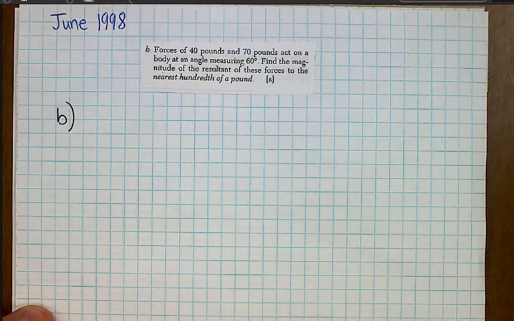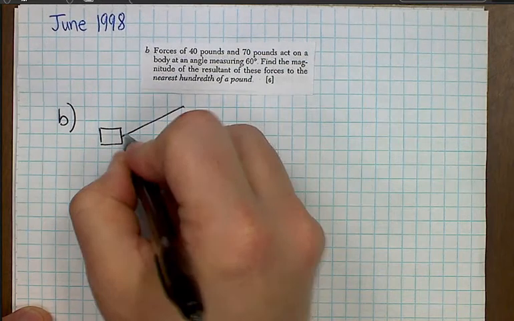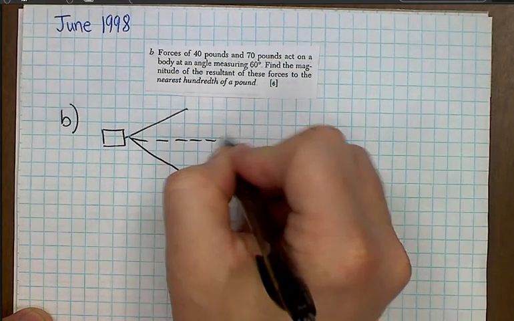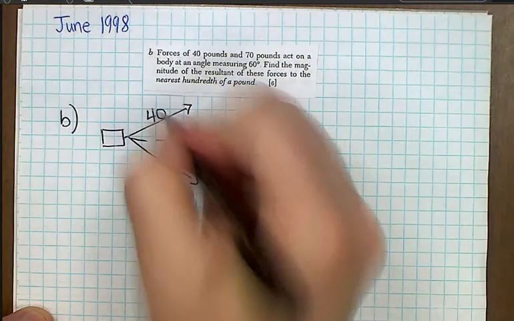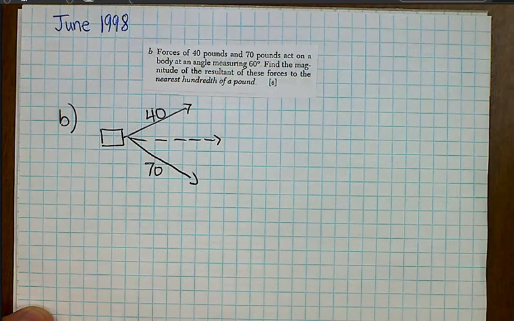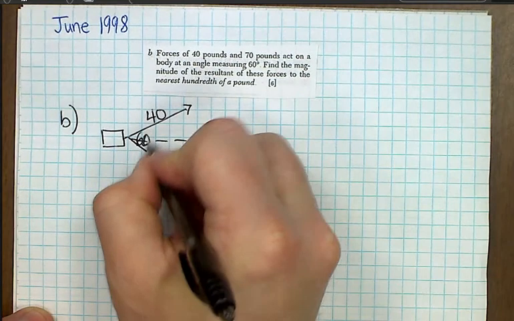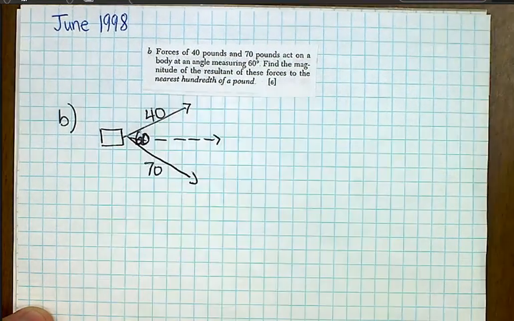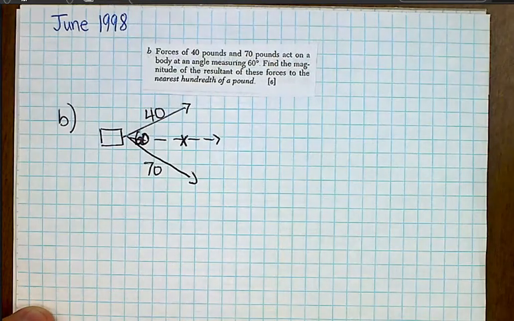Two forces of 40 pounds and 70 pounds act on a body. So as we did in class, as soon as we read that, there's our diagram. One force is at 40 and the other force is at 70. Okay? And it says they act on a body at an angle measuring 60 degrees. So the angle between the two forces is 60 degrees. That angle in there. Find the magnitude of the resultant force. So we're looking for that. Okay? So let's finish it off.